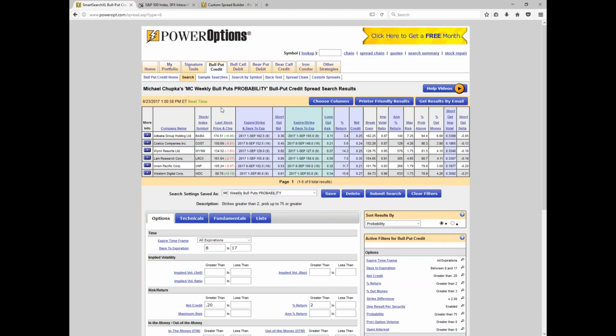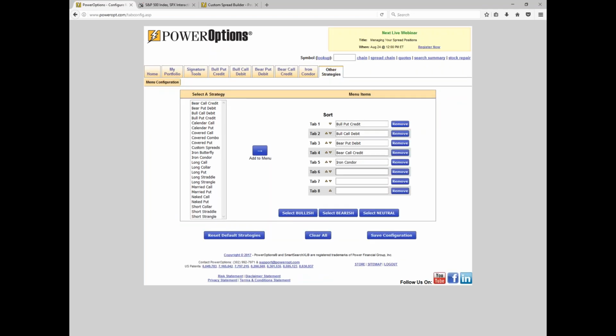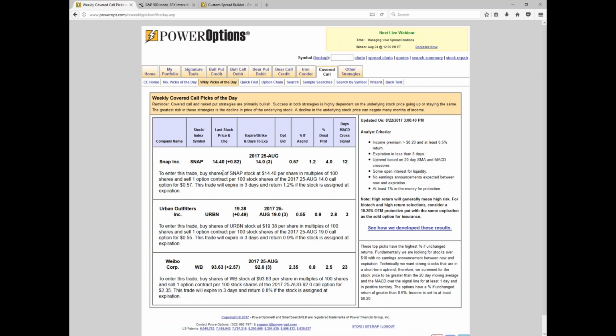Why is that important? Well, let me add another strategy here, covered calls, real quick. I mentioned after extensive testing that one of the features power options users have is they can go directly to see the weekly picks of the day for covered calls, monthly picks of the day for covered calls, and more. In the next few days, power options customers are going to have that available in bull put credit and bear call credit as well, and probably bull call debit. But to start, bear call and bull put, we'll have monthlies and weeklies, and the full results will be developed.